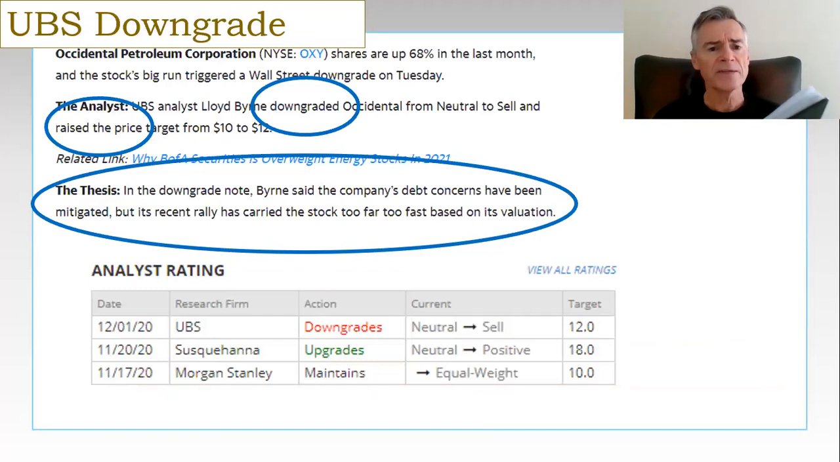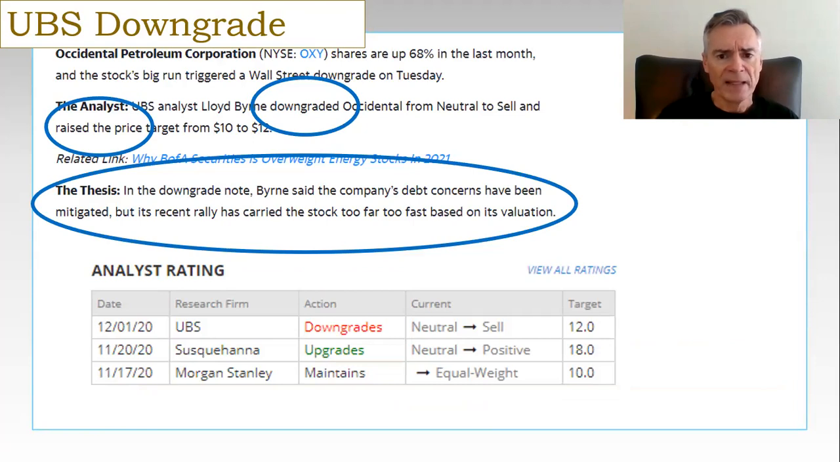The UBS downgrade is the other thing that Vince mentioned. So the analyst, Lloyd Byrne from UBS, downgraded Occidental and at the same time raised the price target. Now, in his defense, he raised the price target from $10 to $12, but it's quite extraordinary to downgrade a stock and raise the price target in the same downgrade paper.